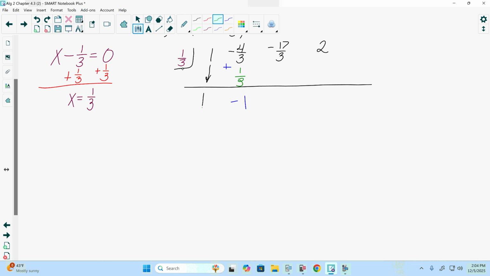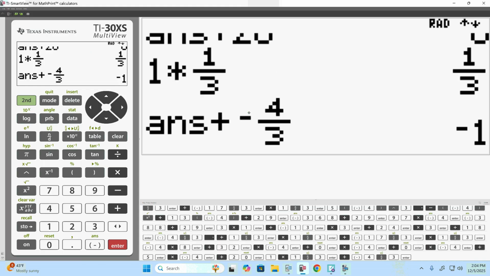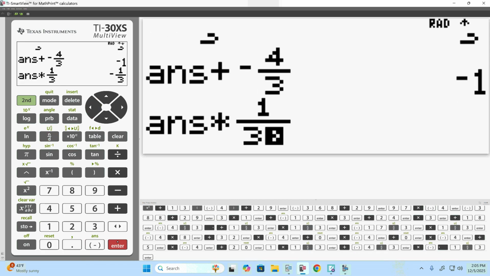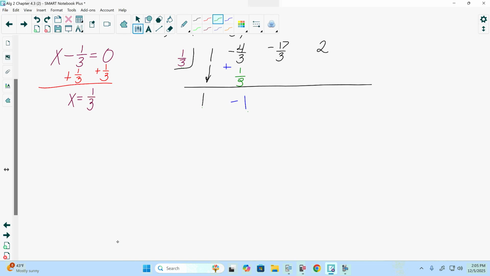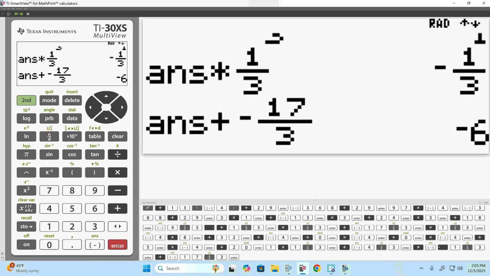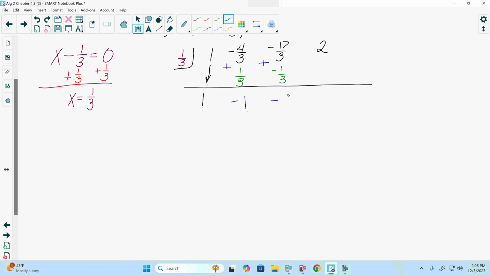All right. Now we're going to do it again. 1/3 times -1. So we're going to multiply by 1/3, and it's going to tell us it is -1/3. And again, we're going to need to add. So we're going to add to it -17/3, which is -6.